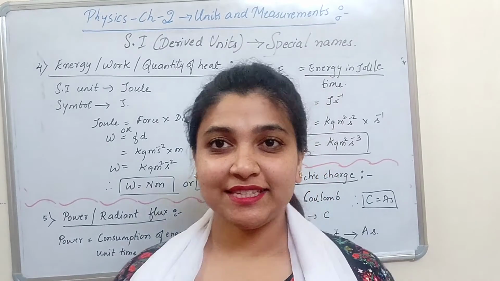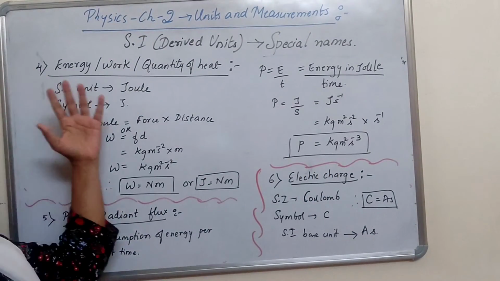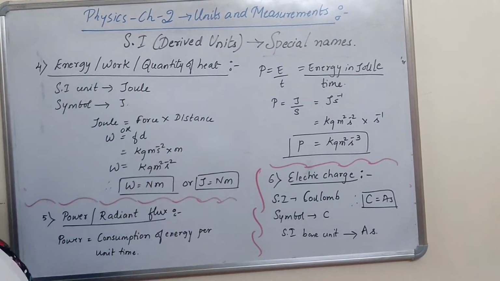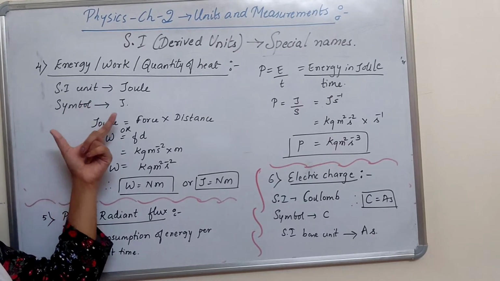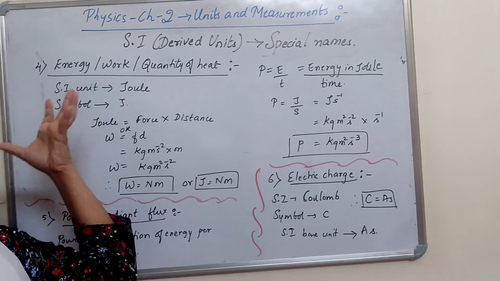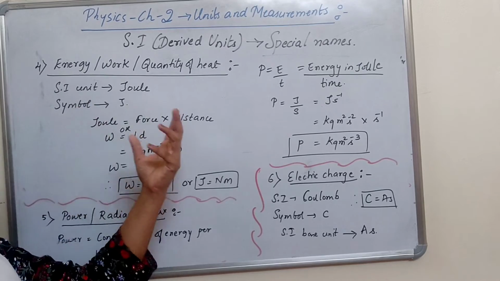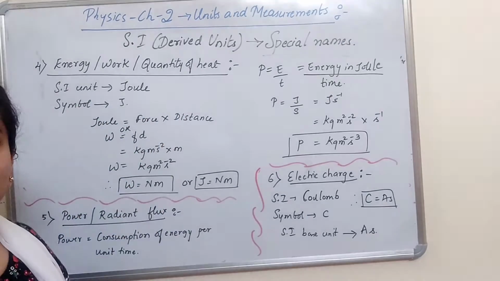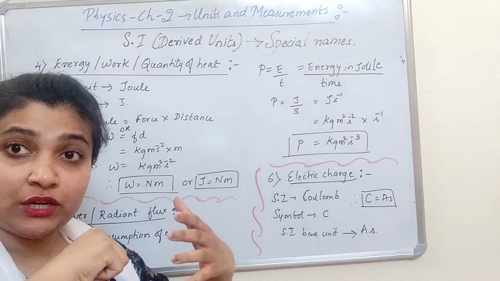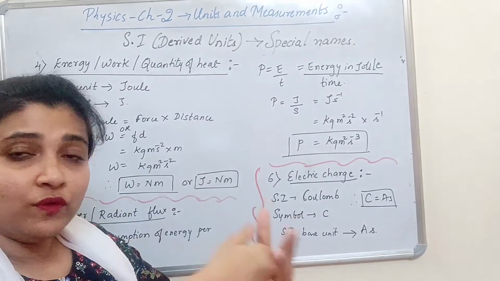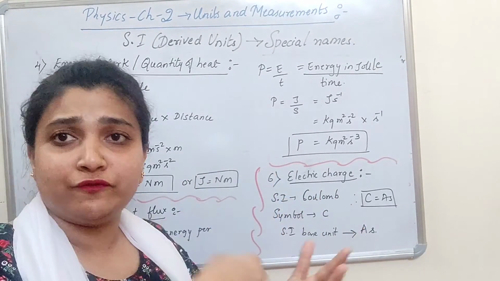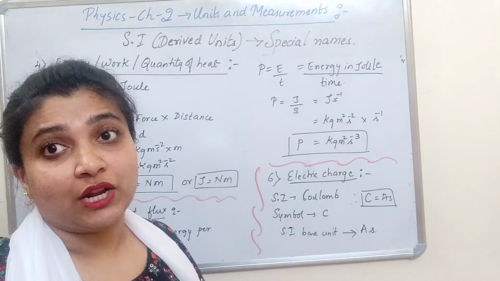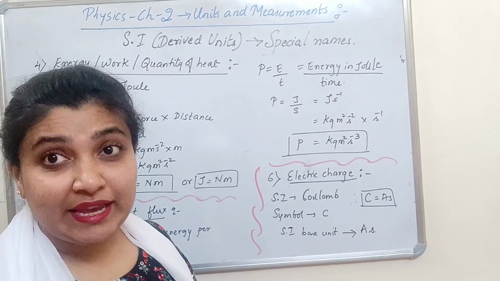Yes, children. Next derived quantity is energy, work or quantity of heat. Alright, the SI unit for energy or work done or quantity of heat is nothing but joule, right? So if a quantity moves a certain distance when we apply a force, then we say that work is done. Work done is nothing but what? Heat, right?